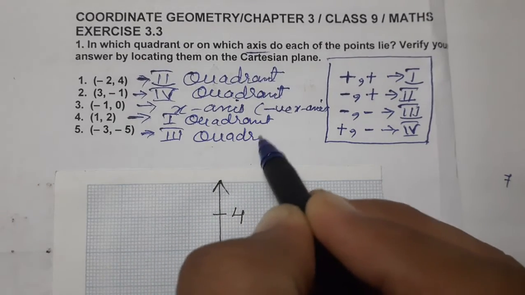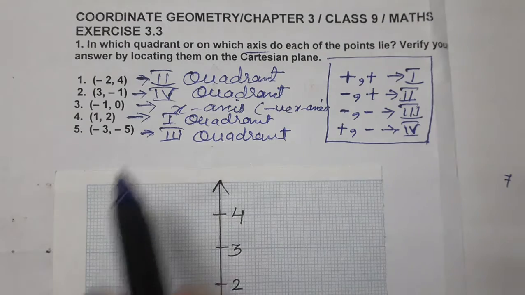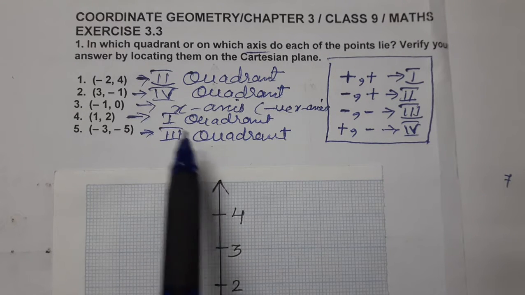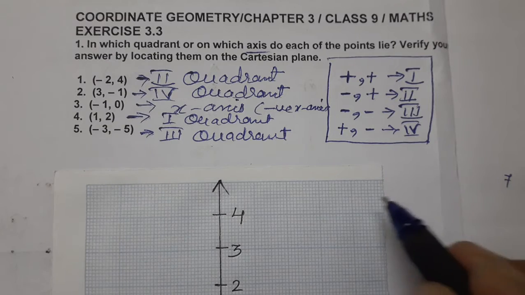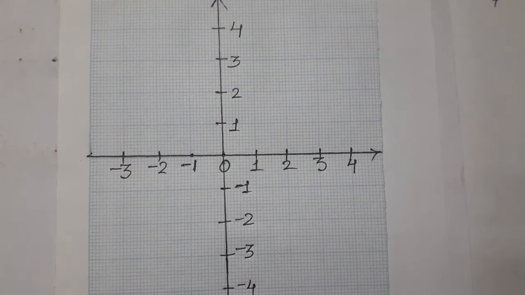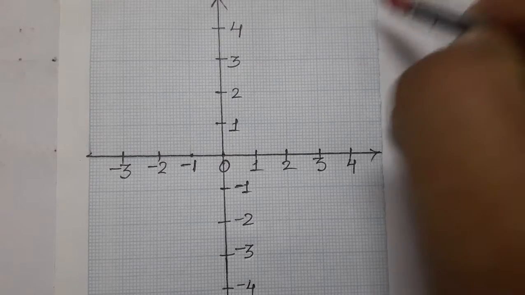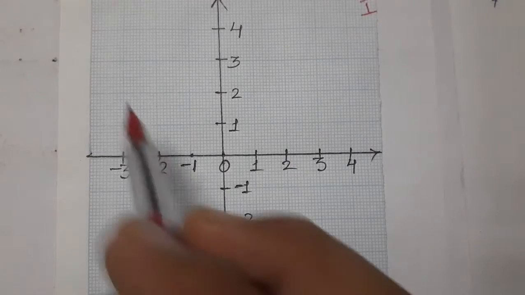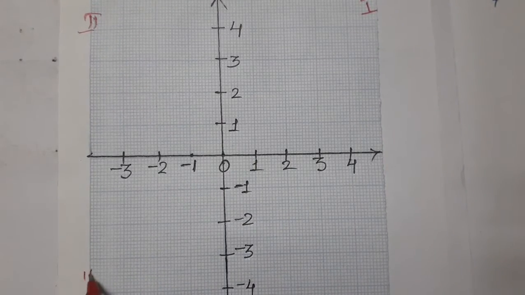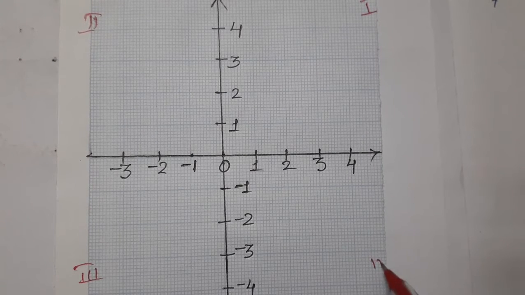Now children, we have to show all these points in the Cartesian plane also. So let's show all these points. And we have to verify whether we are right or not. So we know, children, this is our Cartesian coordinate graph I already made. This is the first quadrant. This one is first, as we know very well. This one is second. This one is third. And this one is fourth.